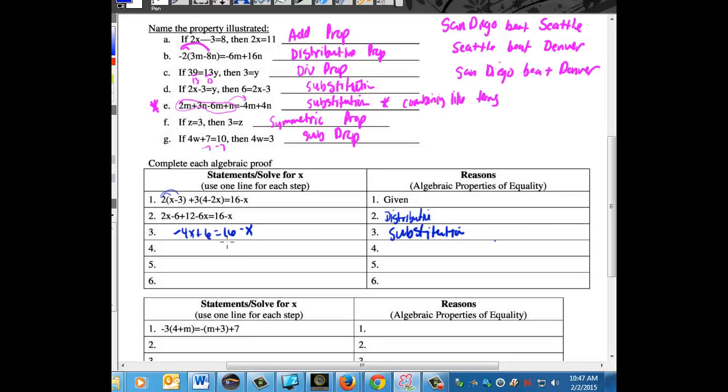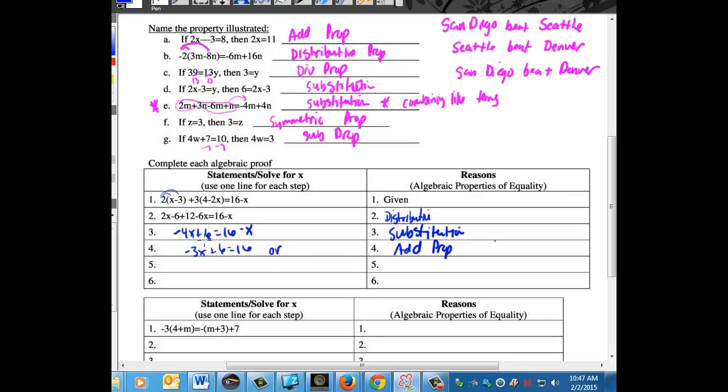From here, there's a few different ways that we can go. Let's add x on each side. That gives me negative 3x plus 6 equals 15. And that's the add property. Now, if you were to minus 6 first on each side, that would work too. Okay, so there's more than one way that you could do this.